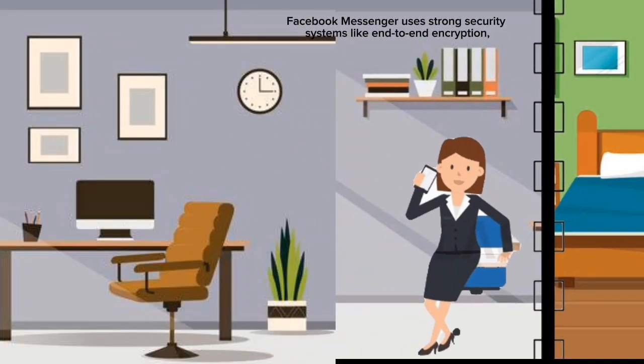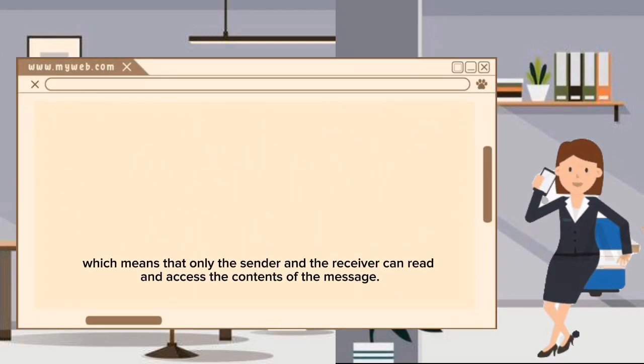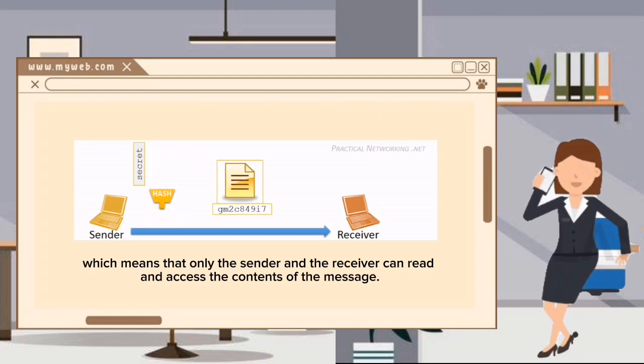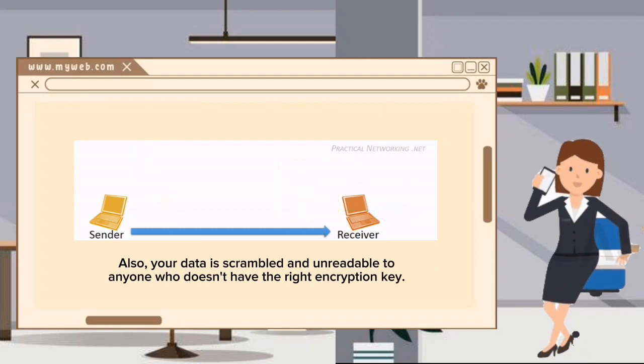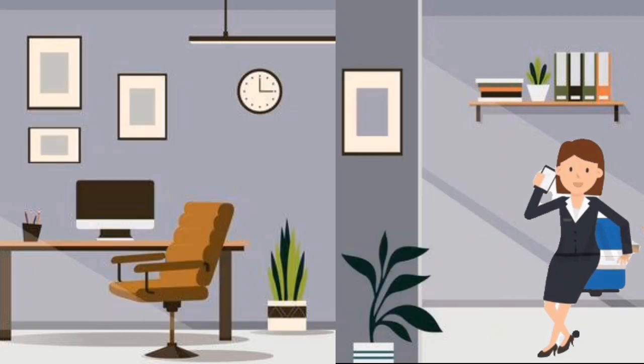Facebook Messenger uses strong security systems like end-to-end encryption, which means that only the sender and the receiver can read and access the content of the message. Also, your data is scrambled and unreadable to anyone who doesn't have the right encryption key. It makes sure that your data is safe at all times.